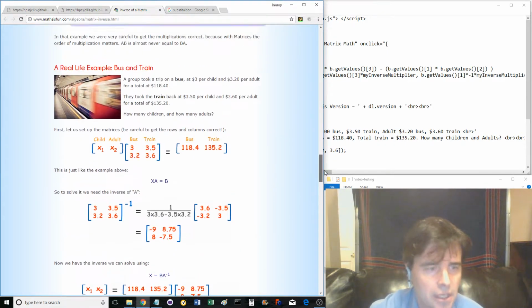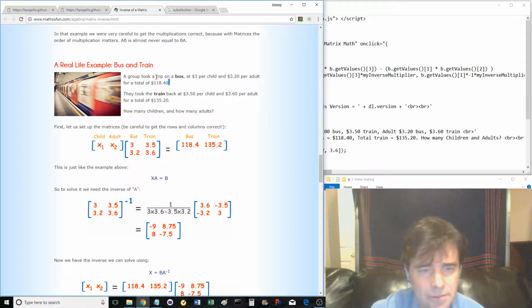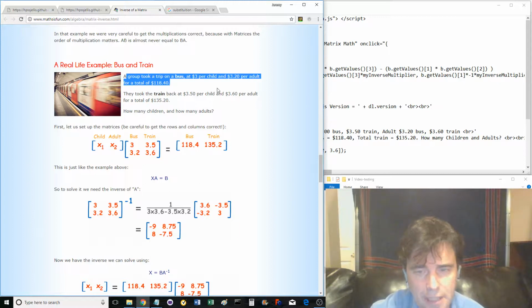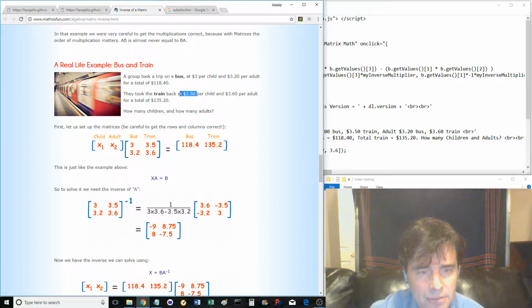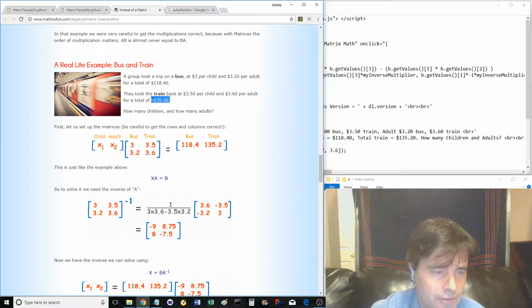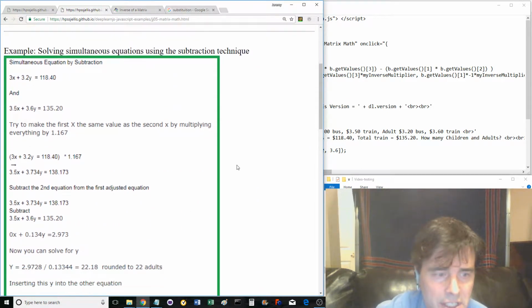Here's the situation. A group took a trip on a bus at $3 per child and $3.20 per adult for a total of $118.40. They took the train back at $3.50 per child and $3.60 per adult for a total of $135.20. In high school, we get taught to solve something like this with simultaneous equations.